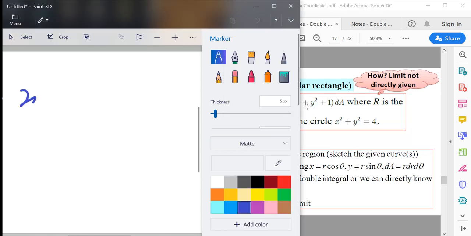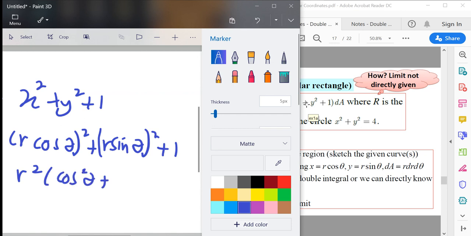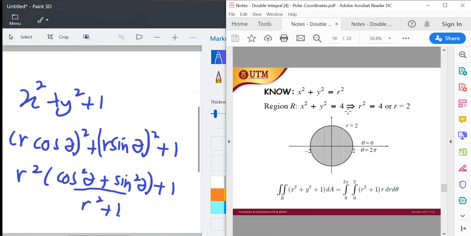So x squared plus y squared plus 1, right? So x is equal to (r cos theta) squared plus (r sin theta) squared plus 1. If we simplify this, we're going to get r squared (cos squared theta plus sin squared theta) plus 1. I hope you still remember the identity, so this one is equal to 1, right? That's why after we convert, we have r squared plus 1 here.